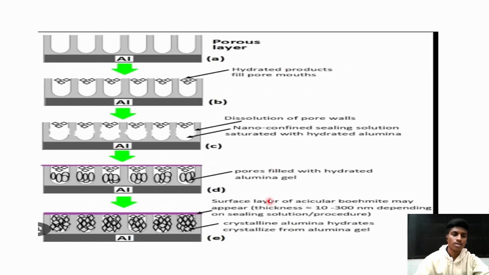Now you can see the porous layer formation in the process. Aluminum oxide forms a porous layer, with dissolution of the pore walls, and then the pores are filled with hydrated aluminum oxide gel. This is the hydrated aluminum gel. The surface layer becomes thick.